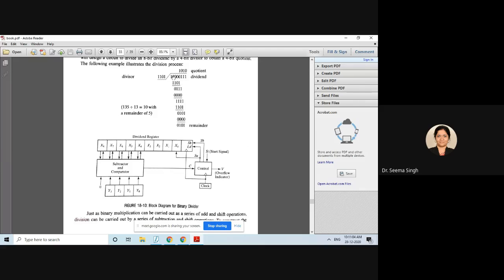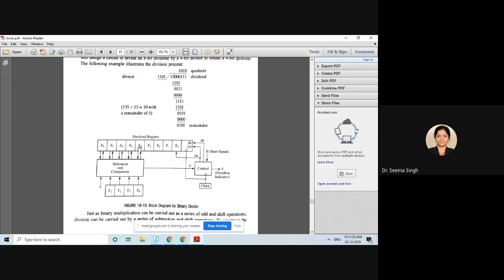So when you subtract 1101 from 10000, you get 0 triple 1, and this 0 triple 1 is stored here. Where will it be stored? It will be stored at x7, x6, x5, x4. So your result will come here. So this is subtraction operation done.